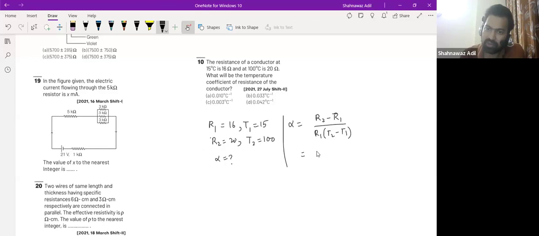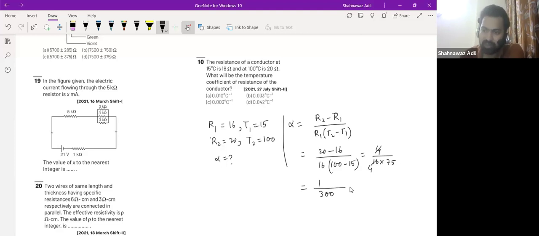So R2 is 20 minus 16, and then 100 minus 15. Right. So how much is this? So this would be 4 over 16, and then this is 75. So 4 fours are 16, and then 1 divided by this is 300, right? So we can write this as 1 by 100 and then 1 by 3. So this is 0.0033 and so on. So what would be the answer? 0.003, this one.